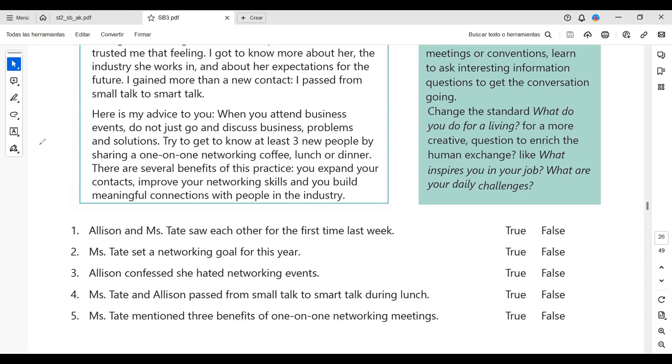It says, Allison and Miss Tate saw each other for the first time last week. Is it true or false? False. True. Okay. Whoever says true, tell me why. And whoever says false, tell me why. Is there a reason for you to say that?